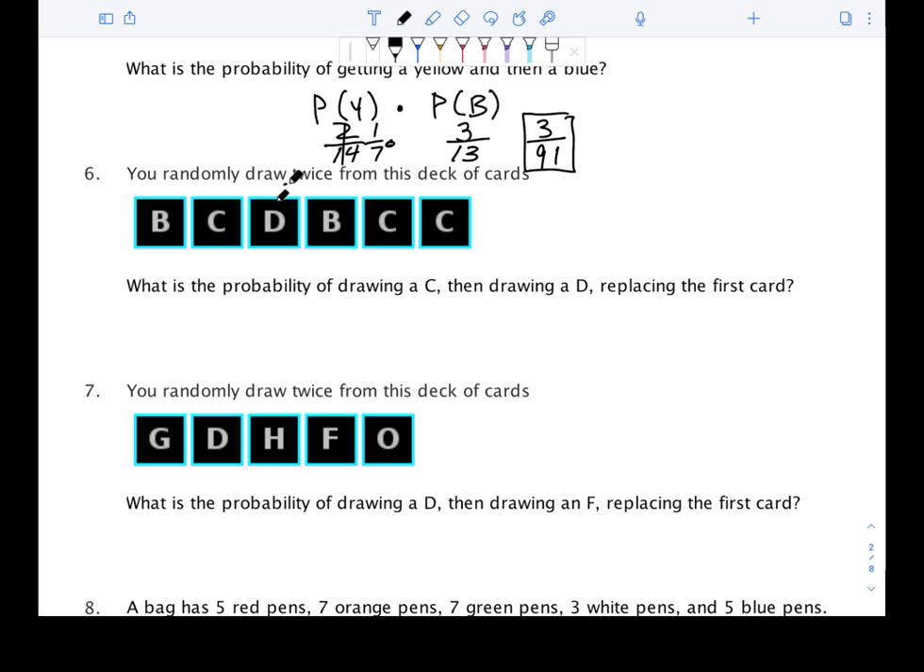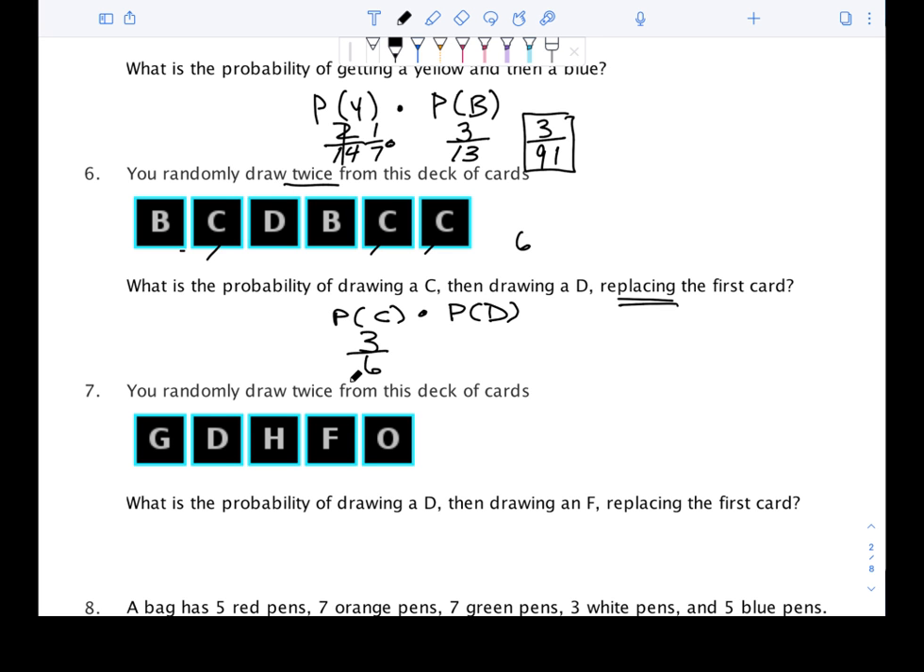All right, you randomly draw twice from this deck of cards. So I see, okay, there's 6 cards. Okay, so that's good. What is the probability of drawing a C and then drawing a D, replacing the first card? Okay. So we're replacing it. Okay, I like that. So there's 6 cards. So the probability of, oh wow, there's 1, 2, 3 C's. So the probability of drawing a C is 3 out of 6.